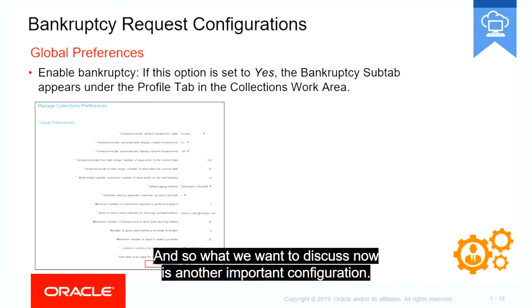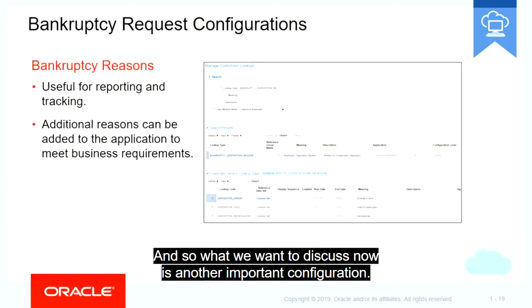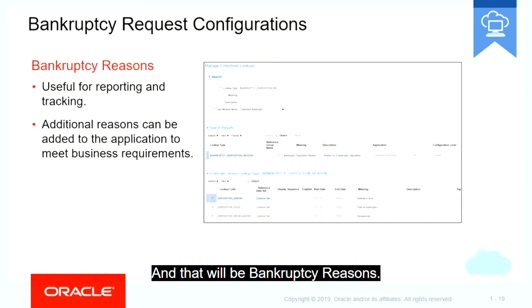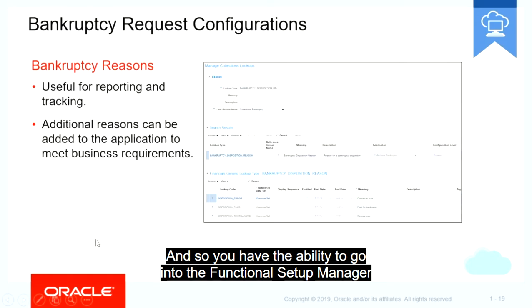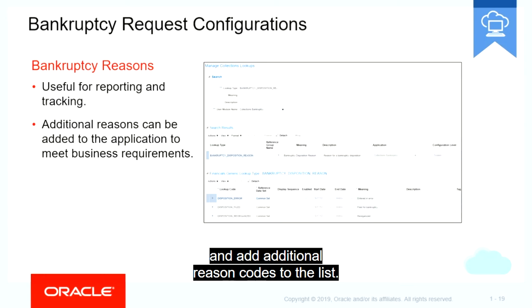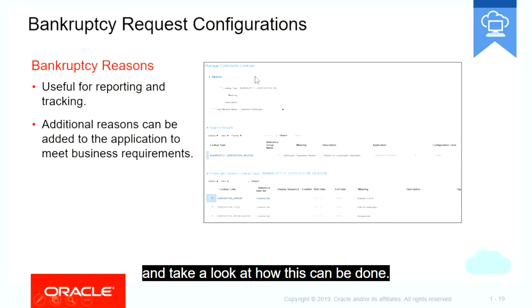And so what we want to discuss now is another important configuration, and that will be bankruptcy reasons. Reasons allow you to report and track different types of bankruptcy requests. And so you have the ability to go into the functional setup manager and add additional reason codes to the list. So let's navigate back to the functional setup manager and take a look at how this can be done.